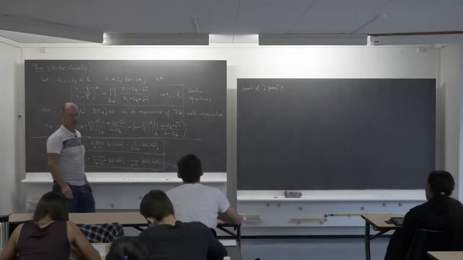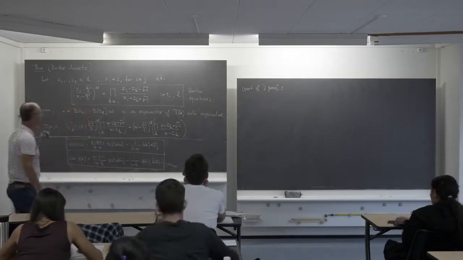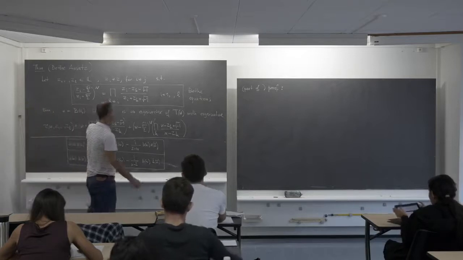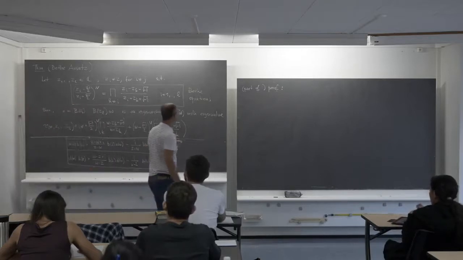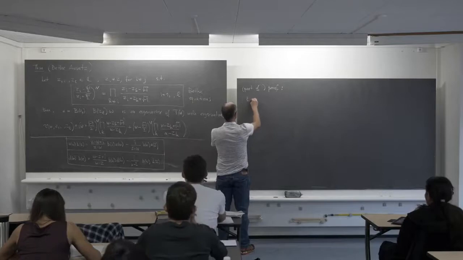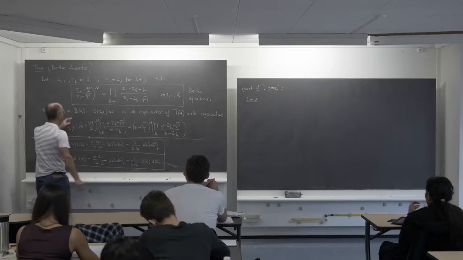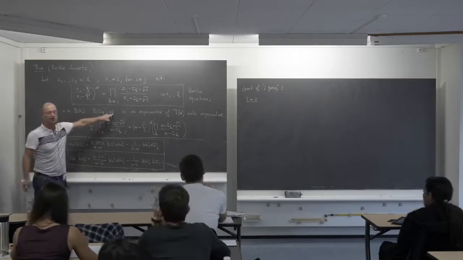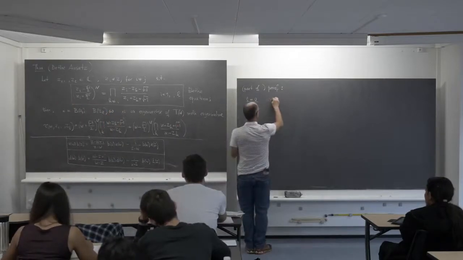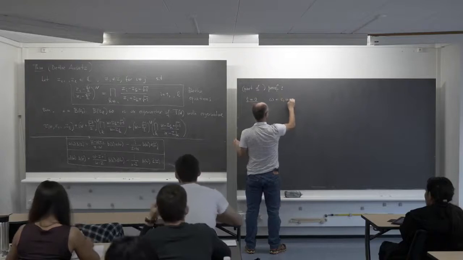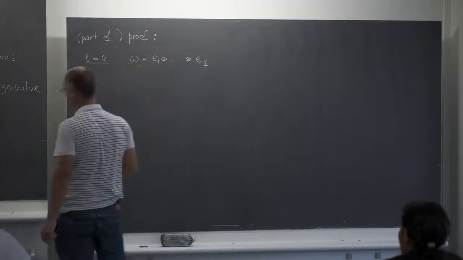In fact, another small part of the proof will be one of the exercises. So let's see. First of all, let's start with the case where L is equal to 0. So there are no z's. We're just looking at this vector omega. So remember, omega is this guy.